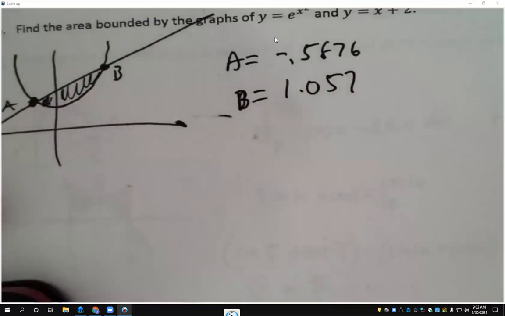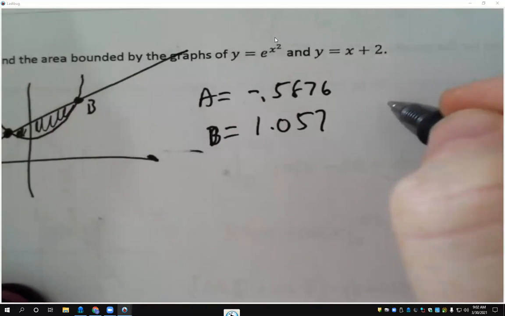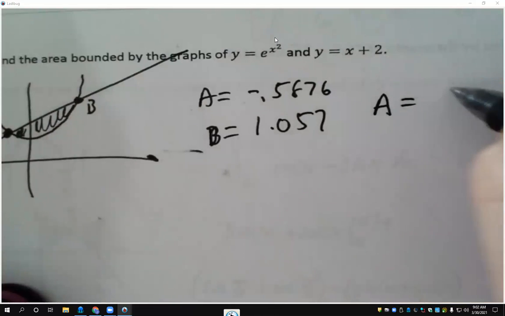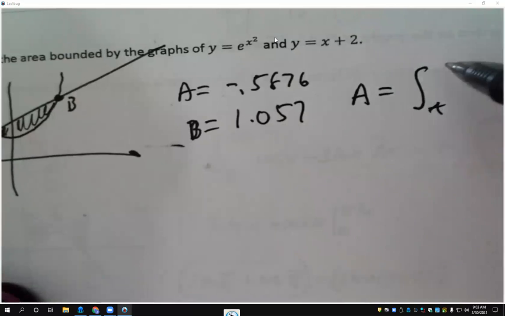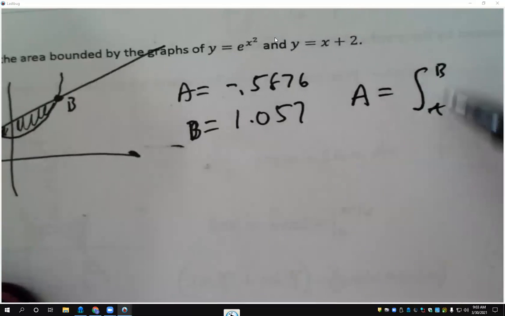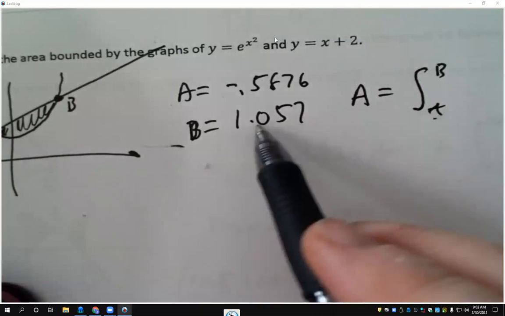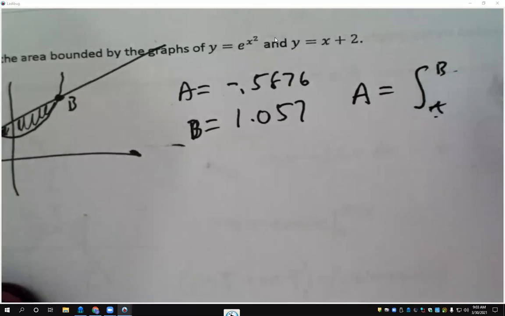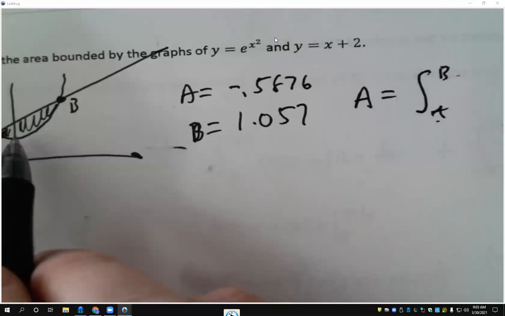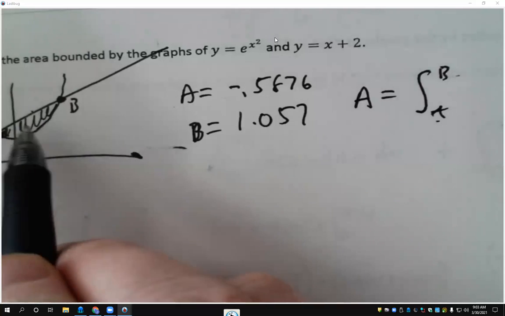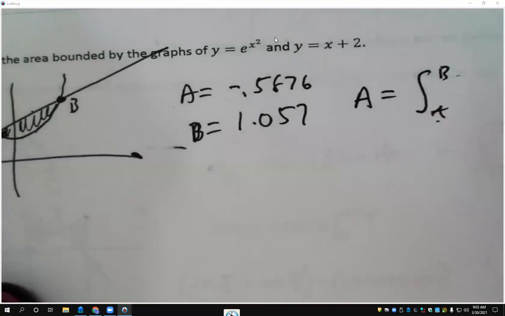And I need to write the integral on the paper. Okay, so the area is equal to the integral from A to B. And if you want to write the numbers here, you can. You can write negative 0.5876 here and 1.057 here. And then I look at my graph and I say the line is on top of the e to the x function. So it's x. I don't even have to write that.